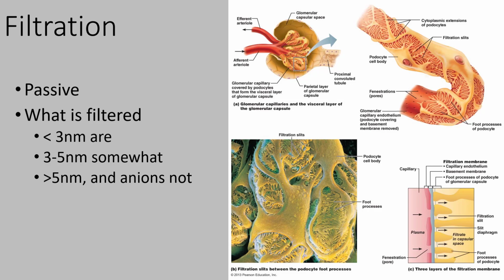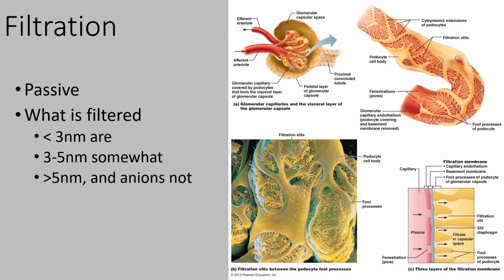What is or is not filtered? Things that are smaller than 3 nanometers are filtered. Those are things that are incredibly small. Things that are between 3 and 5 nanometers, some of them are filtered, some of them are not, since they are a little bit bigger. Now that's still very, very small, but they are in that zone where some of them are filtered, some of them are not. Things that are 5 millimeters and bigger, those things are not filtered, they're too big. And anions. Anions are not filtered because of their charge. Anions are negatively charged, so they do not pass through. Because of their negative charge, they are repelled.